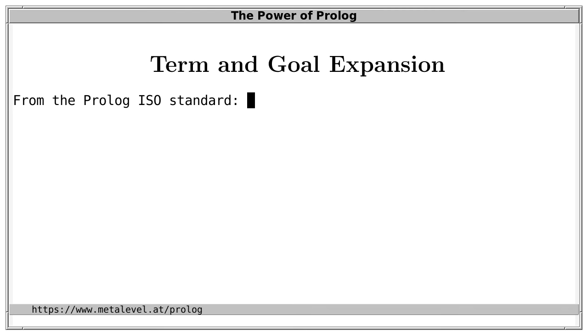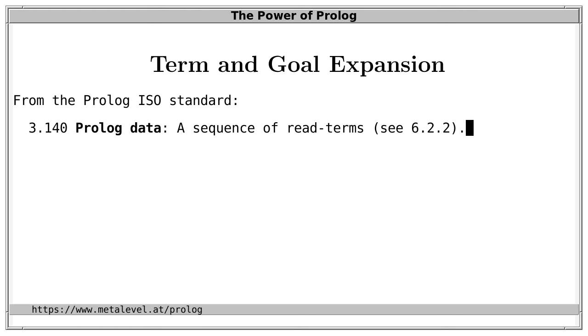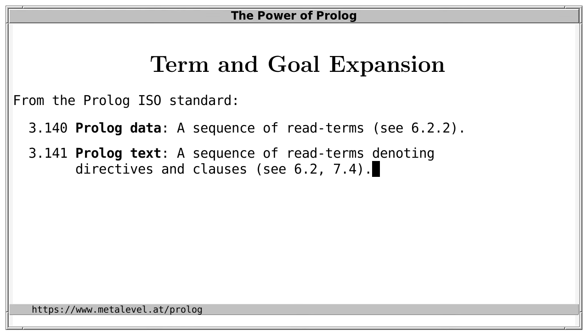The Prolog ISO standard defines many important concepts. Among them, Prolog data is a sequence of read terms, and Prolog text is a sequence of read terms denoting directives and clauses. And because DCGs are now also part of the standard, and grammar rules. So Prolog text is also a sequence of read terms.